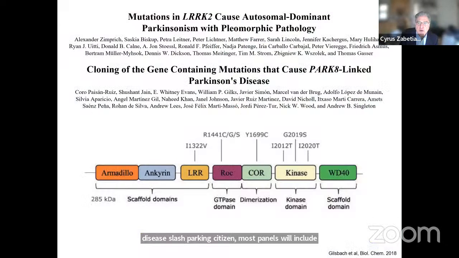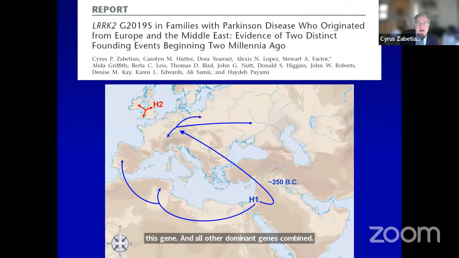So in 2004, the LRRK2 gene was reported by 2 different groups independently, and several mutations in the gene have been shown to cause disease. But the one that I'll focus on is G2019S, simply because the frequency of G2019S is so much higher than all the other mutations in this gene and all other dominant genes combined. And so this mutation, G2019S, has an interesting history.